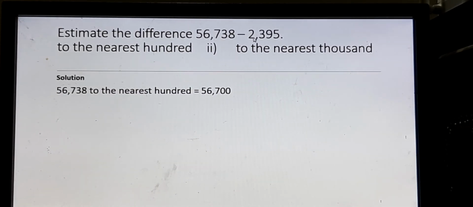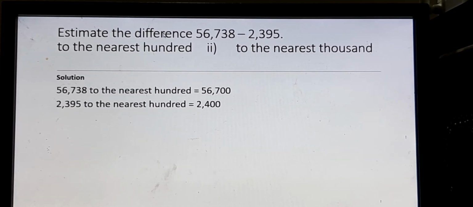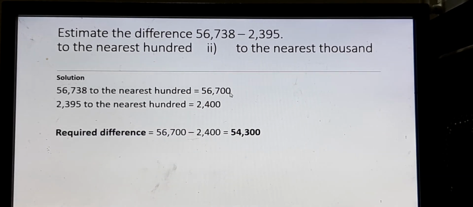Okay, then next number we look 2,395. Look at the digit at the tens place. 9. Oh, very strong man. So it will change this 3 into 4. So we get 2,400. Now estimate the difference. What is the meaning of difference? We will subtract. Okay. So we have to minus 56,700 minus 2,400. So what answer we get? 54,300.